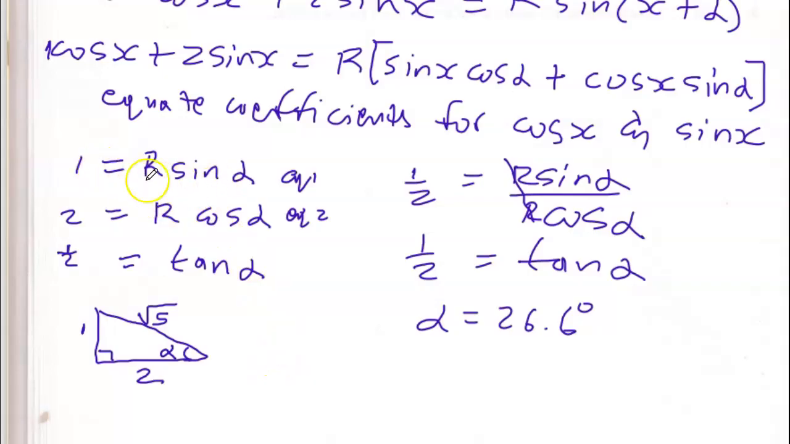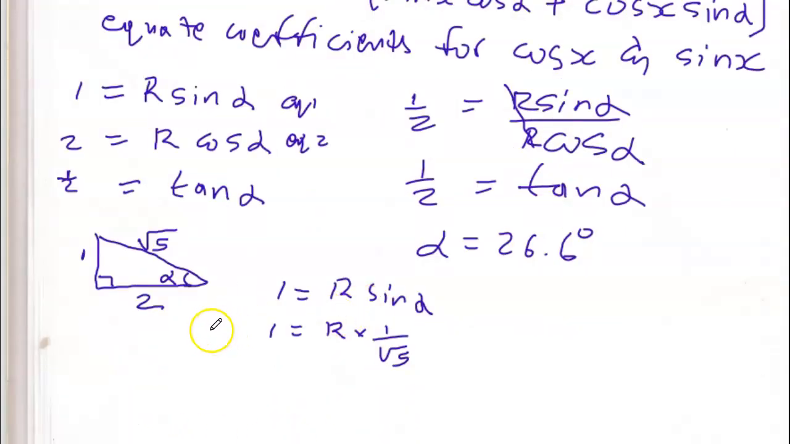So we can use Pythagoras theorem to get the exact value for sin alpha. Remember tan is opposite over adjacent. It's 1 over 2, so opposite is 1, adjacent is 2. We use Pythagoras theorem to get the hypotenuse, which is root 5. Which means that sin alpha is opposite over hypotenuse, which is 1 over root 5. Good? Times both sides by root 5, then r is equal to root 5, right?